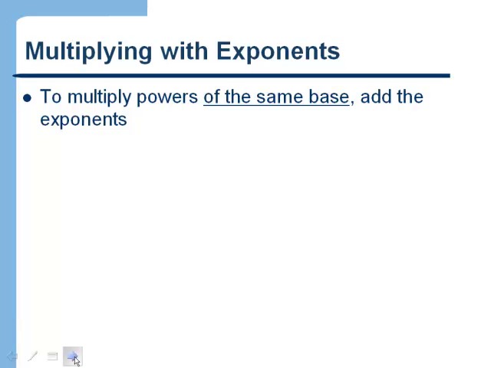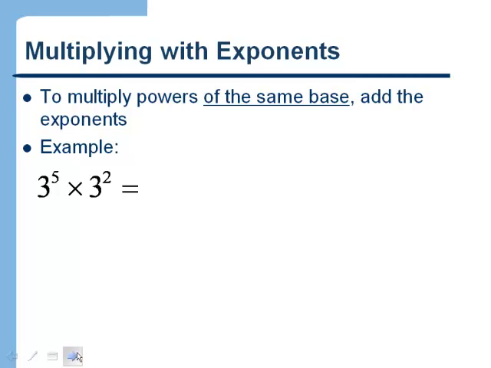The next thing we want to look at is how do I do mathematical operations when I have numbers with exponents. So the first one I want to look at is how do I multiply numbers with exponents? Well, we have a rule that if I'm multiplying two exponents that have the same base, all I need to do is add the exponents. And I want to show you why this is true.